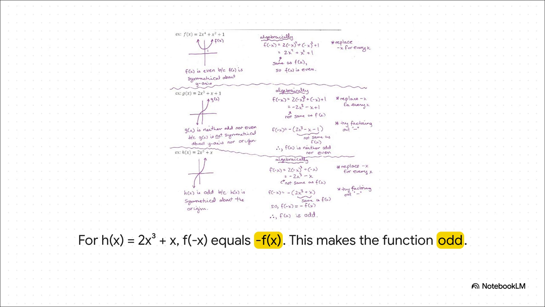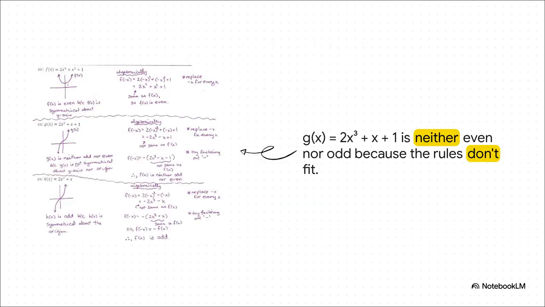It's definitely odd. But, and this is really important, a lot of functions don't fall into either of these neat little boxes. Take a look at that middle one, g of x. When you plug in negative x here, that first term with the odd power flips its sign, right? But that plus 1 at the end, it doesn't have an x, so it just stays a plus 1. The result isn't the same as the original, but it also isn't the perfect negative of the original. So what is it? It's neither even nor odd.